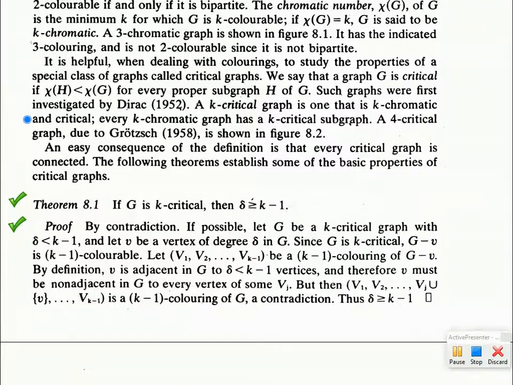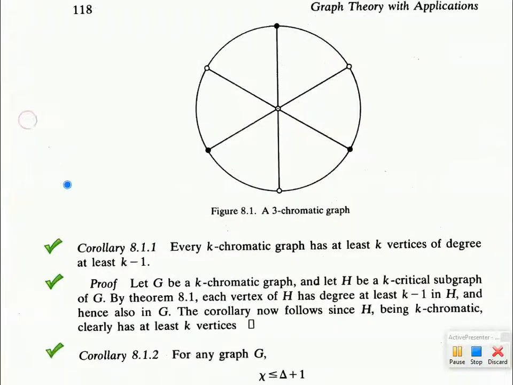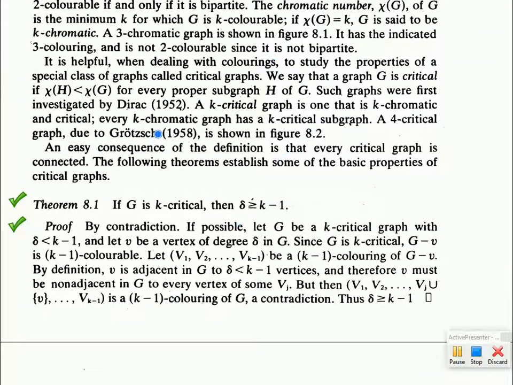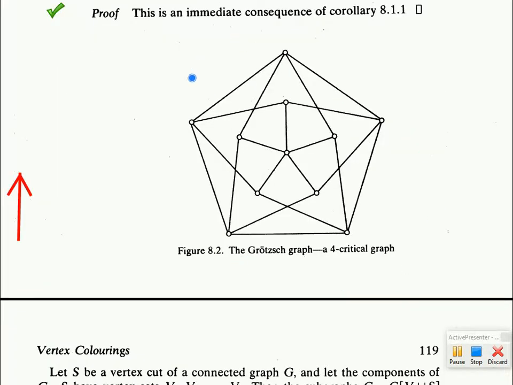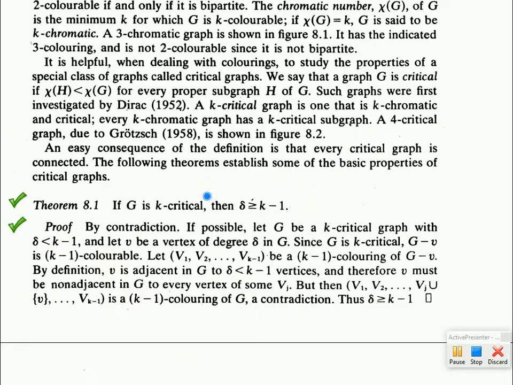This is called a K-critical graph. Every K-chromatic graph has a K-critical subgraph, and a 4-critical graph is shown in figure 8.2. Which is this. Okay, this is a 4-critical graph, meaning a 4-chromatic graph. Here, of course, you can use 5 or 6 colors, but 4 colors are necessary, 3 are not sufficient. And whenever you take away one vertex, what you're left with can be colored with 3. Okay?